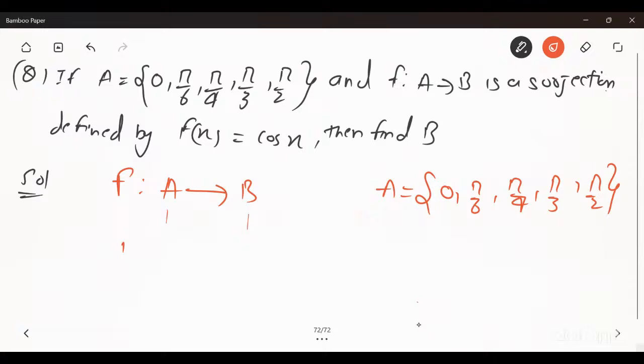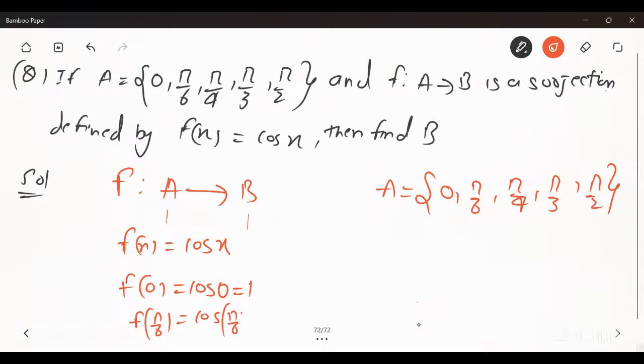And the function is cos x. So f(x) is equal to cos x. Now put one by one the value of A in cos x. So f(0) is equal to cos 0, and cos 0 equals 1. Now next is f(pi by 6), that means cos pi by 6, cos 30. So the value of cos 30 is root 3 by 2.